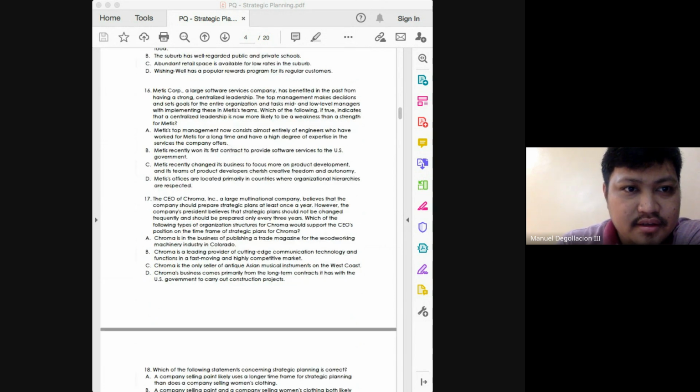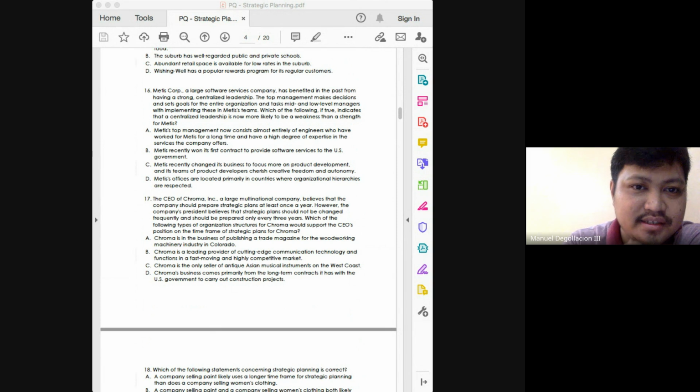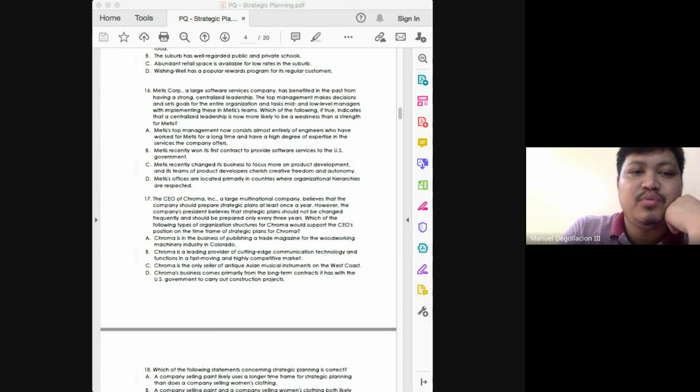Number 16, the company, a large software services company, has benefited in the past from having strong centralized leadership. The top management makes decisions and sets goals for the entire organization and tasks mid and low level managers with implementing this in the company's teams. Which of the following, if true, indicates that the centralized leadership is now more likely to be a weakness than a strength for the company? The centralized leadership was considered a strength before. We are asked which situation will lead us to conclude that having centralized leadership will now be considered a weakness instead of a strength.